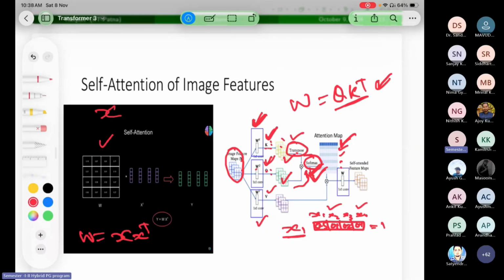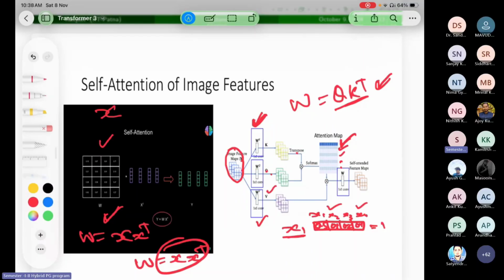Now the same thing we are doing here also. We are finding wx into xt. Can you correlate whether we are doing the same thing or not? We should not say the same thing, but whether we are doing a similar thing or not. Yeah, we are doing a similar thing.